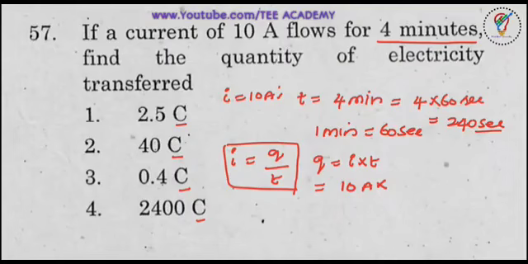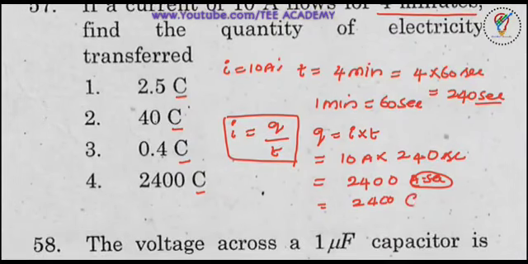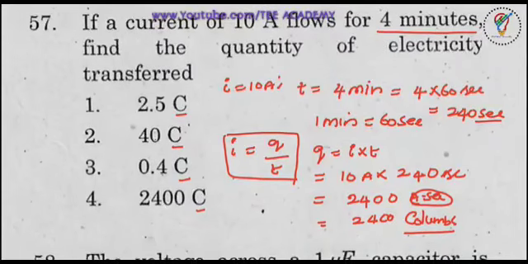So we convert 4 minutes into seconds: 10 into 240. Now 240 into 10 means 2400 ampere seconds. Ampere seconds is a unit of charge. We can also represent it as 2400 coulombs. Among the options, I think option C is the right answer for this question. I will move to the next question here.